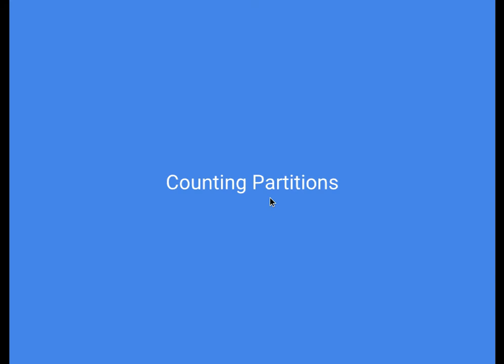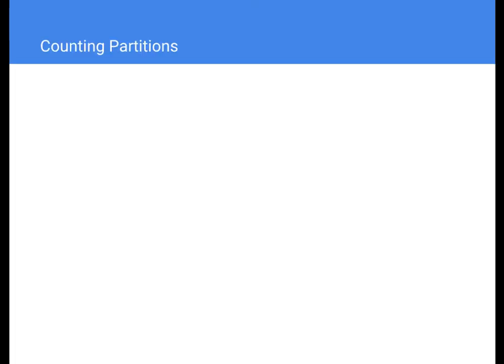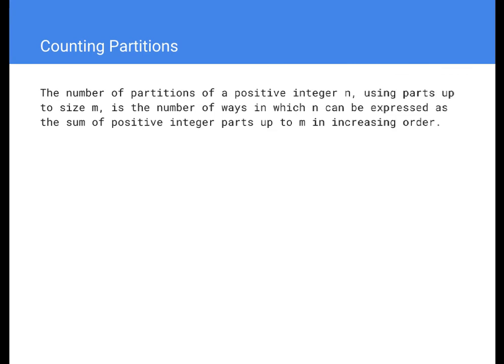All right. So I mentioned earlier that tree recursion is useful, and we'll see why right here. So I'm going to introduce a new problem, and it's called counting partitions. In this problem, we define it as a really boring problem. The number of partitions of a positive integer n using parts up to size m is the number of ways in which n can be expressed as the sum of positive integer parts up to m in increasing order. What does all that mean? I have no idea. Let's give you an example.